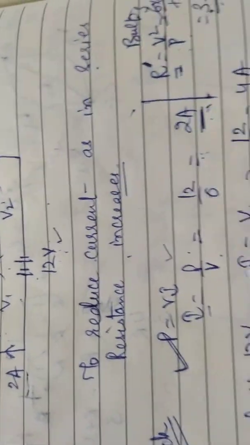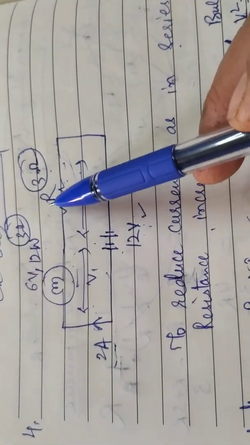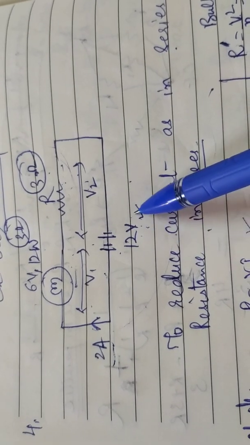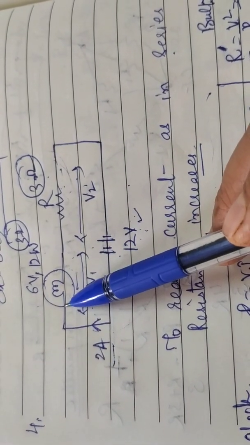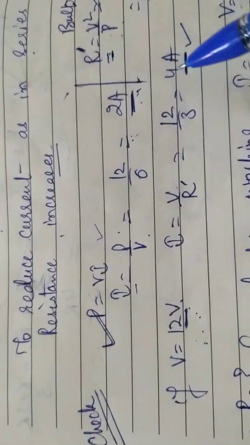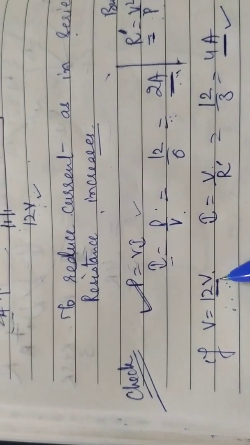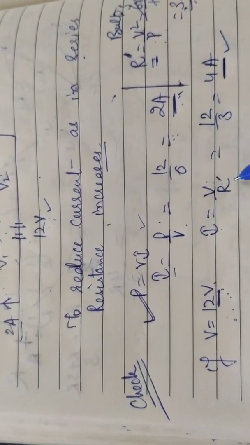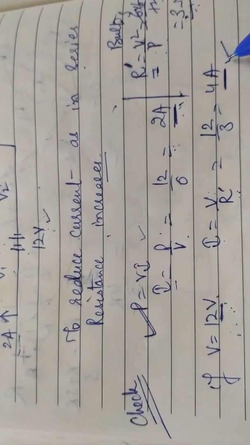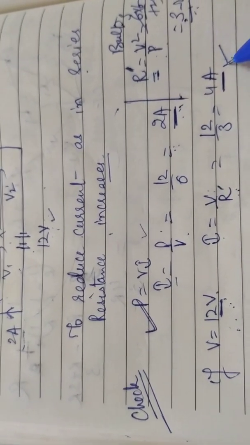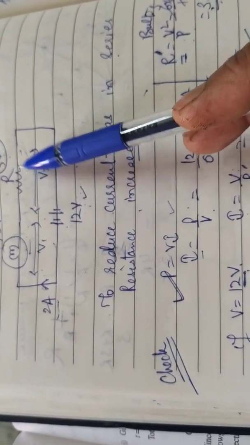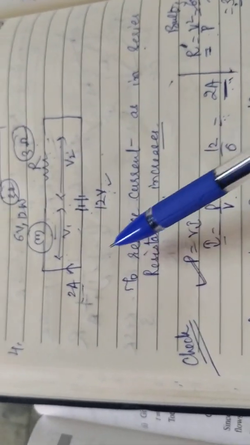Now see, if this resistor would not be attached, what will happen? 12 volt supply will go to this only and the current will increase. How it will increase? Let us check that if the voltage is 12 volt, I is V upon R dash, where R dash is the resistance of that bulb. I will be increased and it will be 4 ampere. Now this 4 ampere would damage this bulb. That's why this extra resistance has been attached to it.